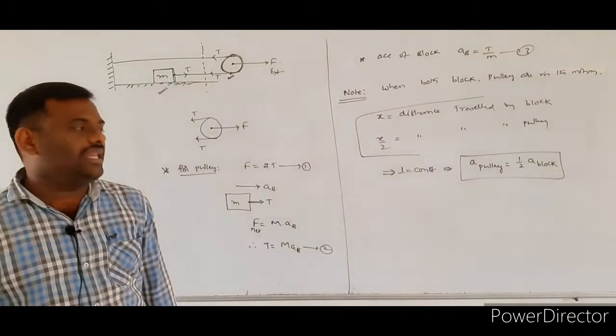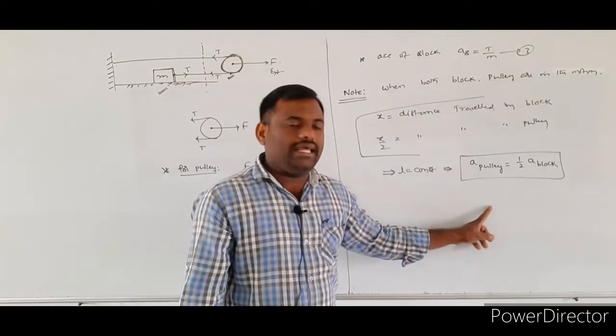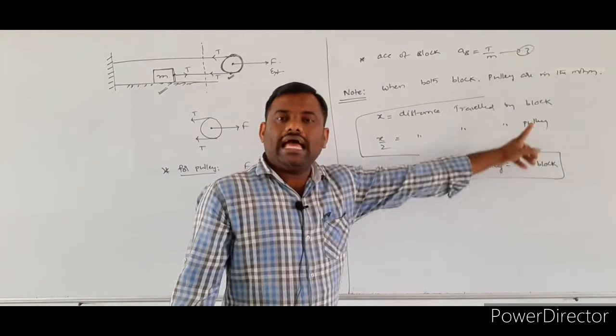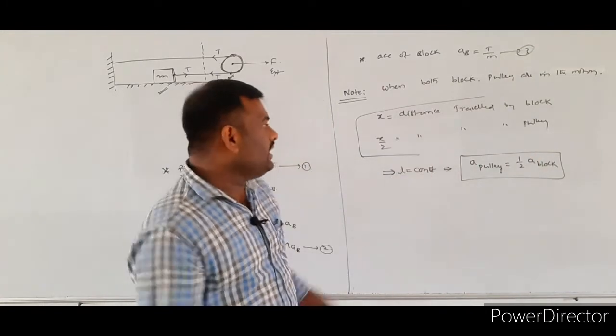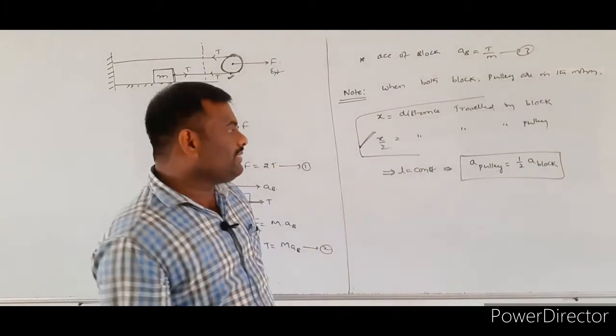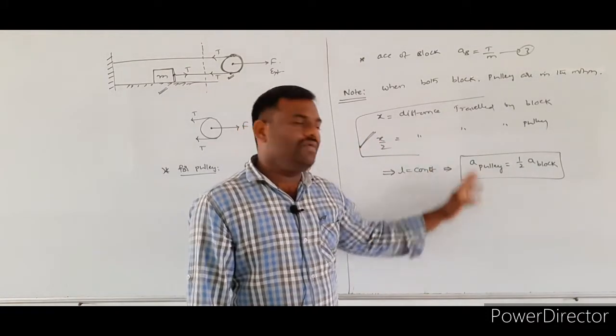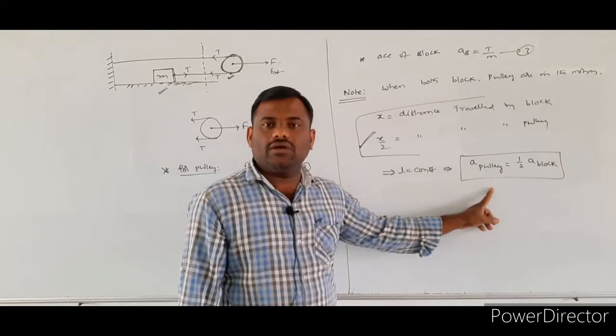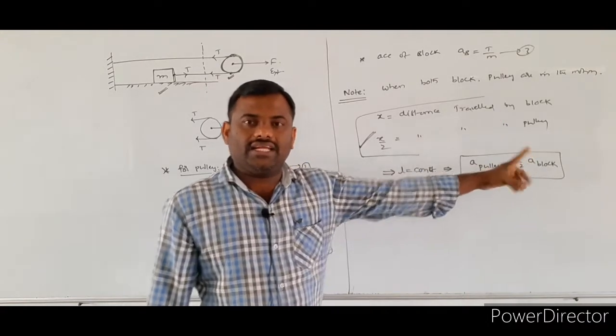Very, very important relation. Acceleration of the pulley is equal to what? Half of the acceleration of the block. Why? The distance covered by the pulley is equal to half of the distance covered by the block. As a result, you will get acceleration of the pulley is equal to what? Half of the acceleration of the block.